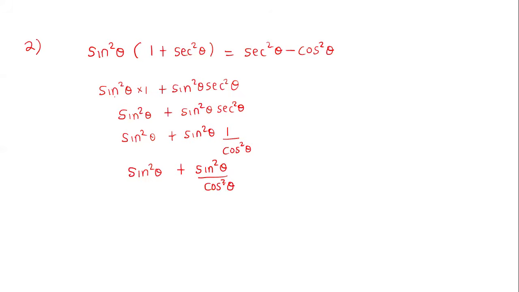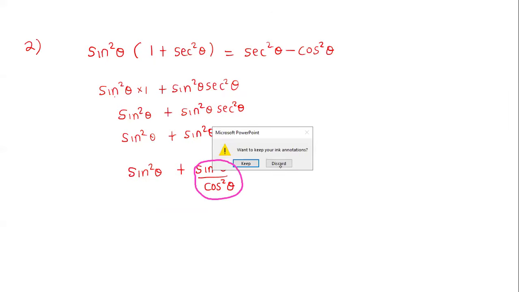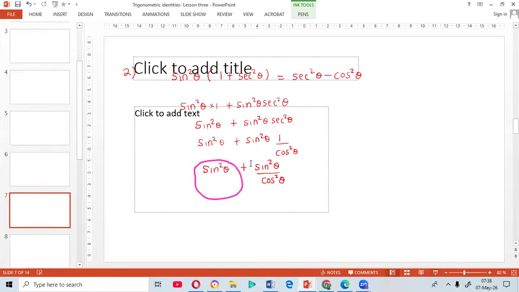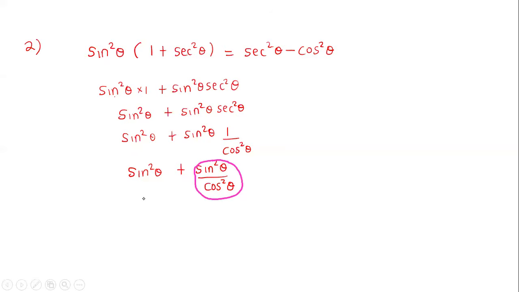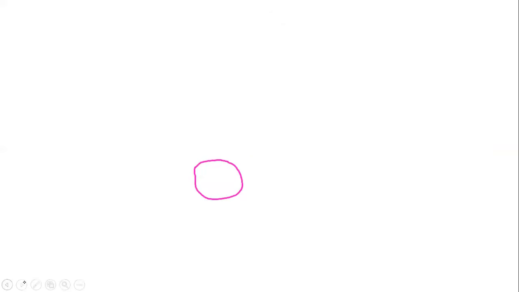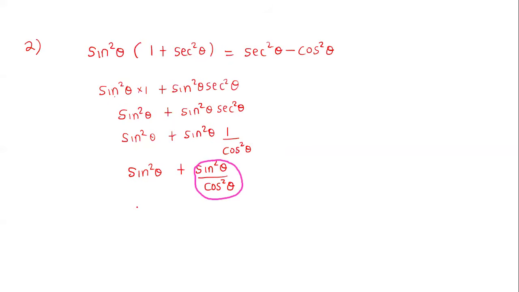Now, from your mathematics, you know very well, or we have already said, that when I have sine out of cos, that is the tan. So we shall end up here with sine squared theta plus our tan squared theta.